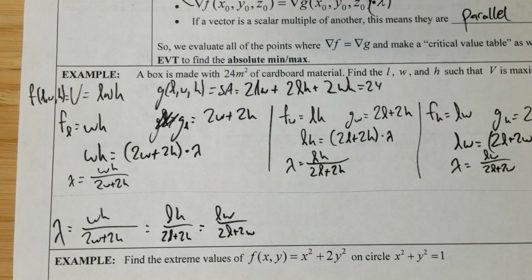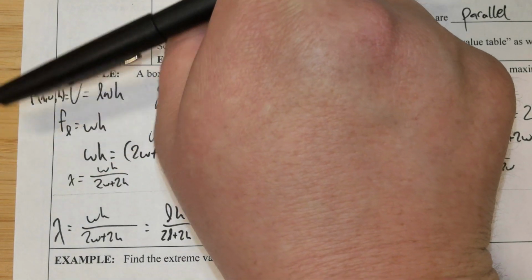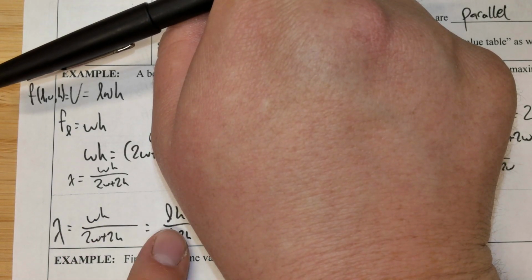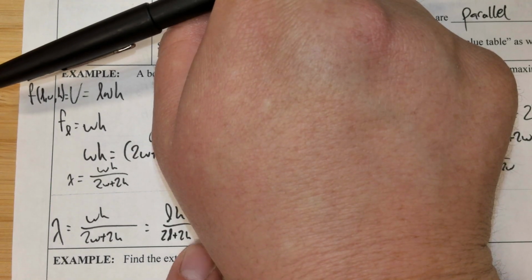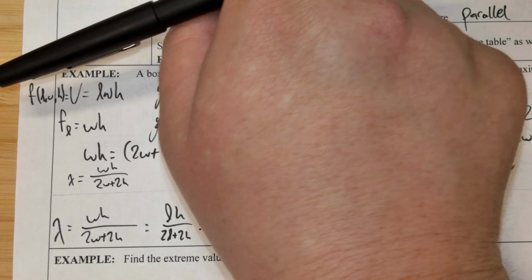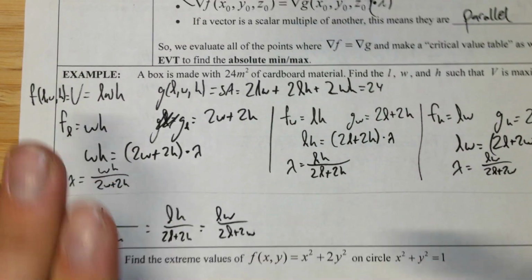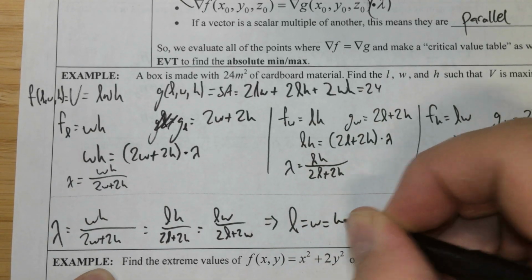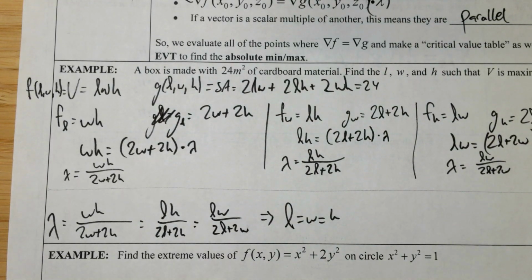You start to recognize that if I just look at the first two, the only way this numerator is equal to this numerator is if length is equal to width. The only way this denominator is equal to this denominator is if length is equal to width. And that same logic would carry over here. This implies length equals width equals height.